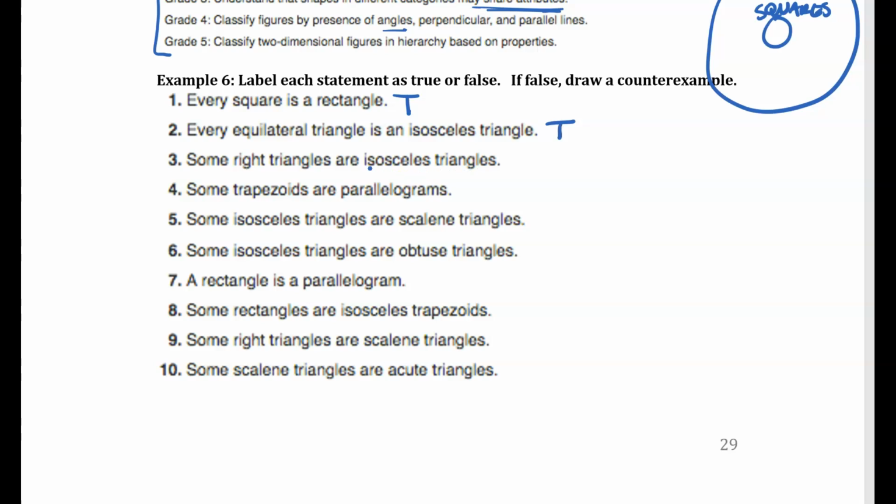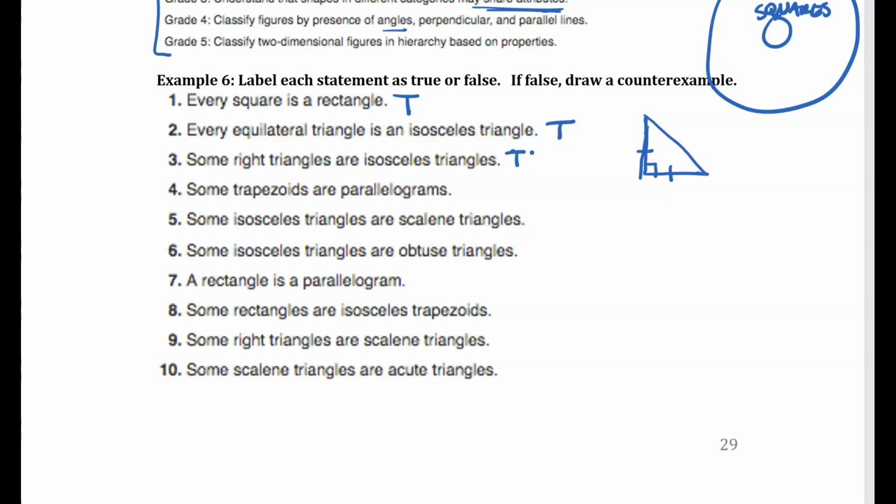So remember, isosceles have at least 2 sides that are the same. So see if you can draw a right triangle where maybe these 2 sides are the same, but then you have that right angle. And it looks like I just drew one right there. So I'm going to say true. It is true, and I just drew an example.